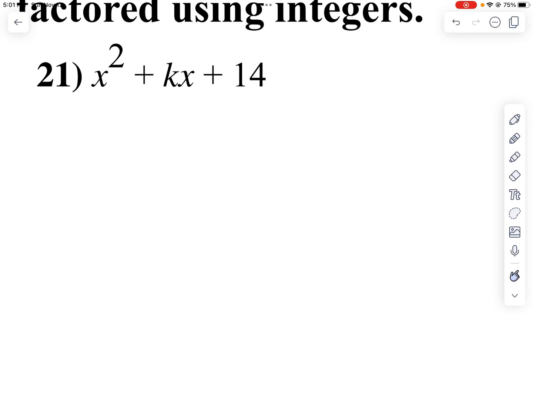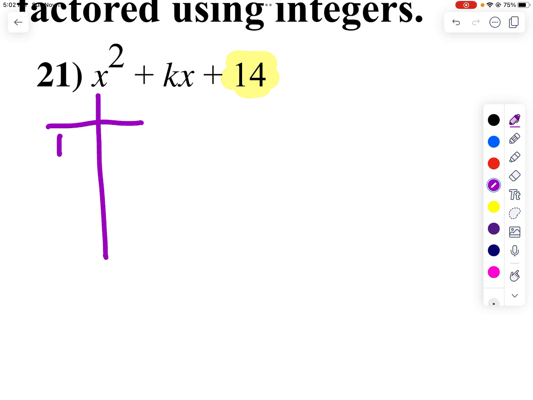On problem 21, we want to find all the values of k that will make that factorable. So in other words, I want to know all the values that multiply to 14 and add to k. Well, really, let's look at all the ways we can multiply to 14. So I'll make a table here again. I'll go 1 and 14, and 2 and 7. And then 3 doesn't go into 14, nor does 4, 5, or 6.